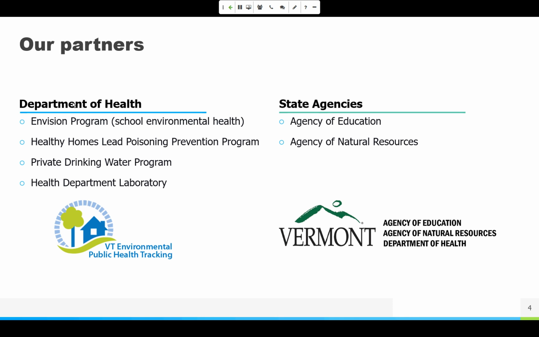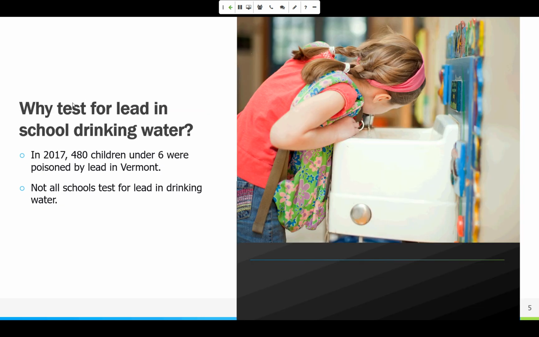And then our two state agency partners were the Agency of Education and Agency of Natural Resources. The Agency of Education played a role in encouraging schools to participate in the pilot, and then the Agency of Natural Resources was integral in providing remediation strategies and technical assistance to the schools to help them find solutions if there were elevated levels found. So next I'll turn it over to Michelle, and she will talk about the pilot.